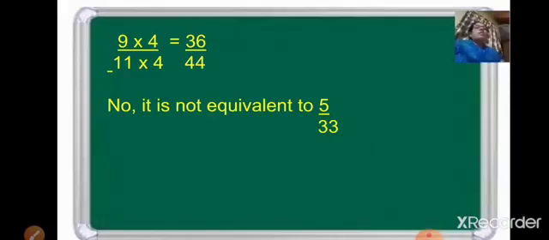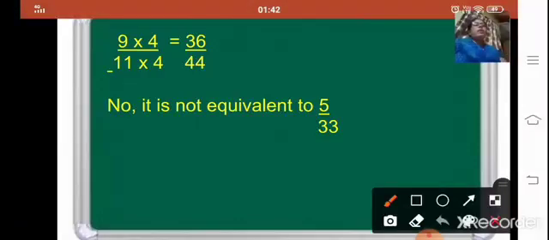Okay, so again this 36 and 44, if you reduce it to its lowest term, you will get this as 4 9s are 36, 4 1s are 4, 4 1s are 4. Again you are getting the fraction as 9 upon 11, that is 36 upon 44 is also equivalent to 9 upon 11.